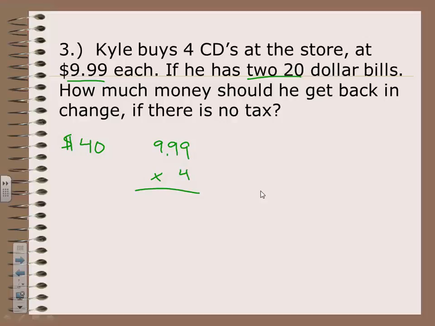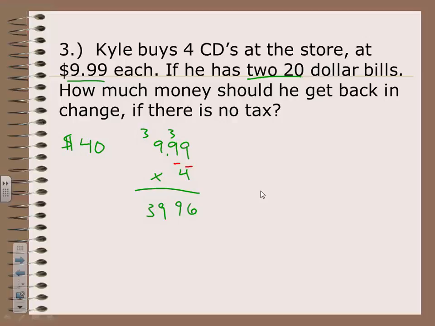A lot of you will do this. That's fine. 9 times 4 is 36, plus 3 is 39. Okay, so where are we going to put that decimal? When you multiply, we can't just bring a decimal down. There are 2 numbers after the decimal point. So that's what you have to do every time.